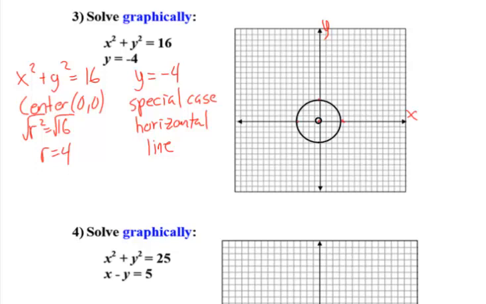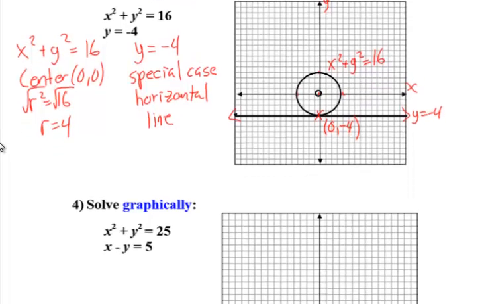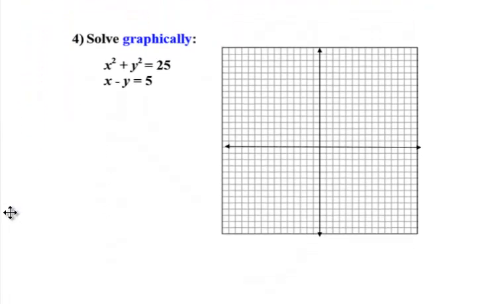Well, that's a horizontal line right down here. Now that's only going to hit at one place. So here's our line, y equals -4. This is x squared plus y squared equals 16. X marks the spot. 0, -4 is the solution. Okay. So that can be one point of intersection. It could also be no points of intersection.